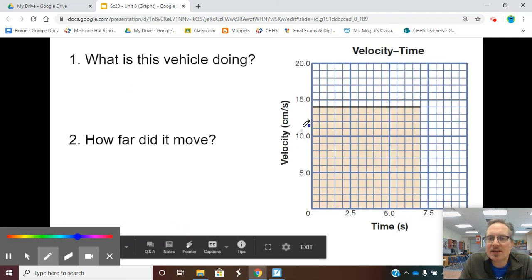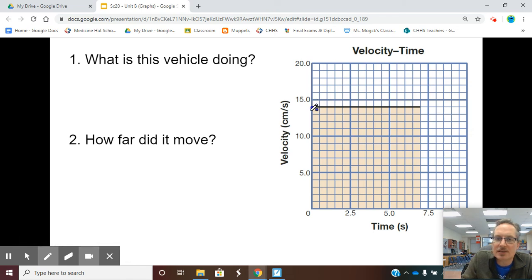So first off, if we take a look here, we started here at 14 centimeters per second, our velocity, and we finished over here at 14 centimeters per second, meaning we are going at the same velocity all the time. For all 7 seconds, we are traveling at the same velocity. We are moving uniformly. So what is this vehicle doing? It is moving at uniform motion. And we know it's moving at uniform motion because the velocity, the speed, is constant the whole time.